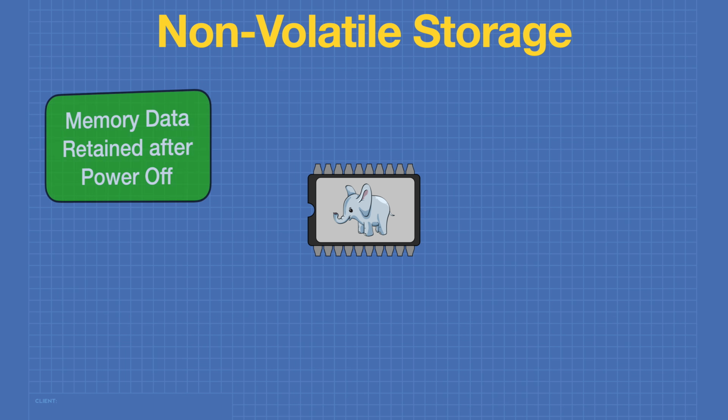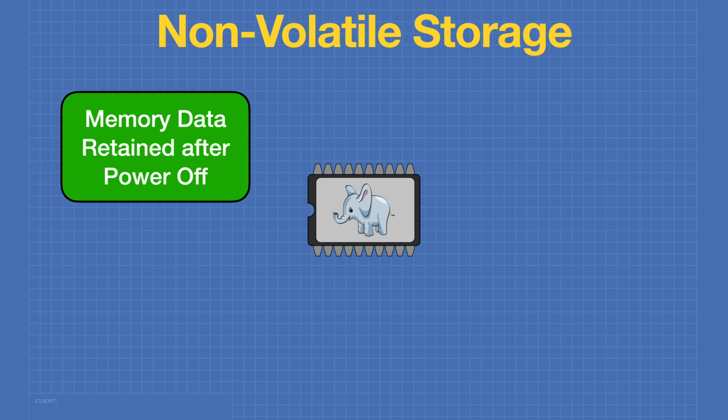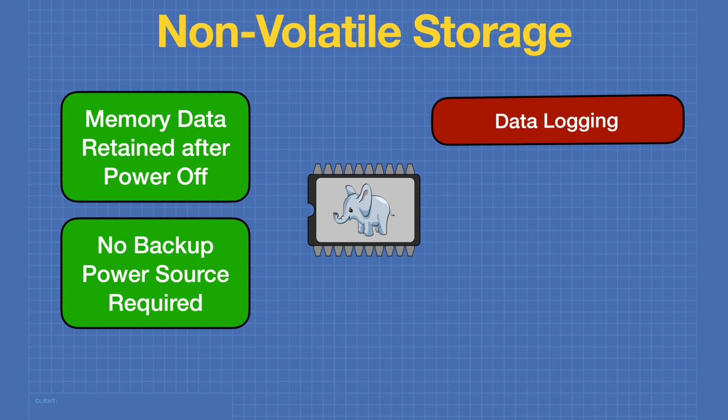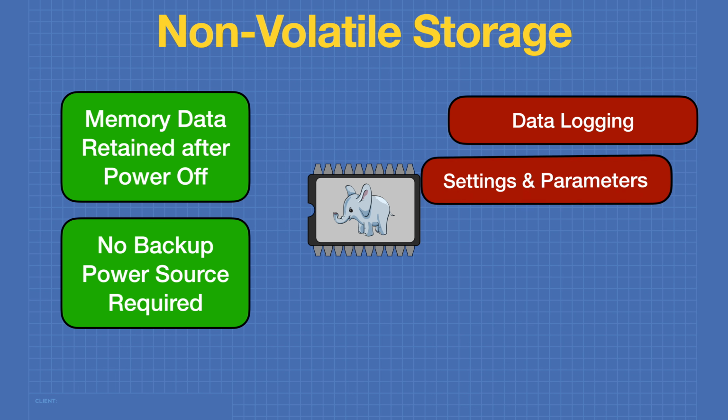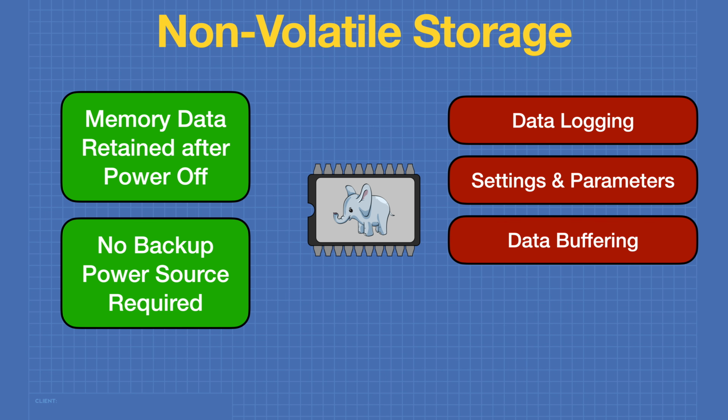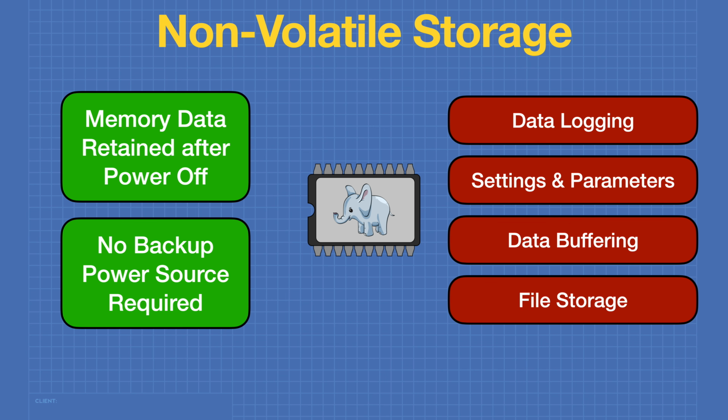Non-volatile storage refers to memory whose data is retained after the power is removed. A non-volatile storage device requires no backup battery or capacitor. Data logging is a popular application for NV storage. You can use non-volatile storage to store settings and parameters. Another common application for NV storage is data buffering. And of course, large amounts of non-volatile storage are excellent for storing files.